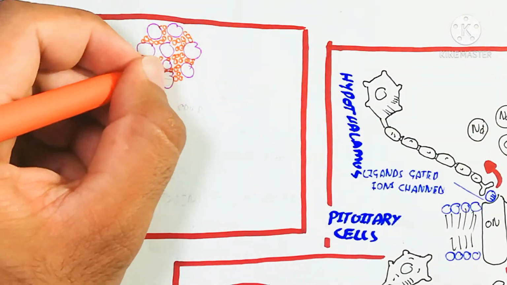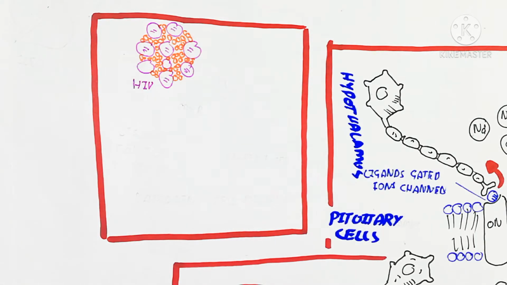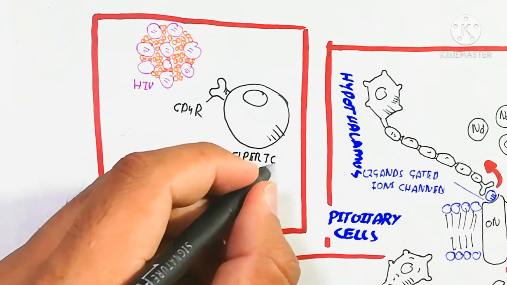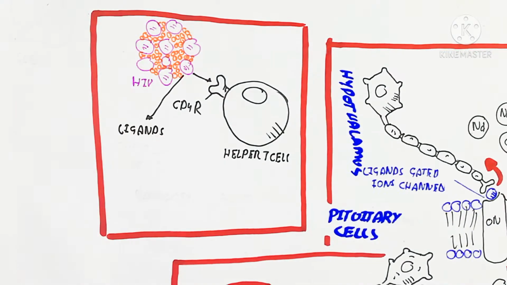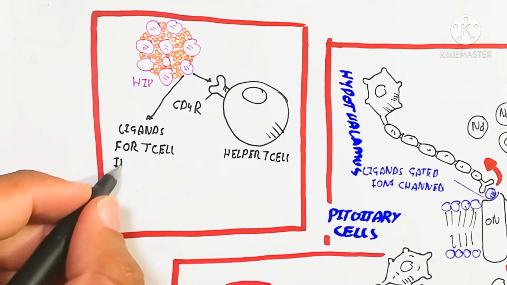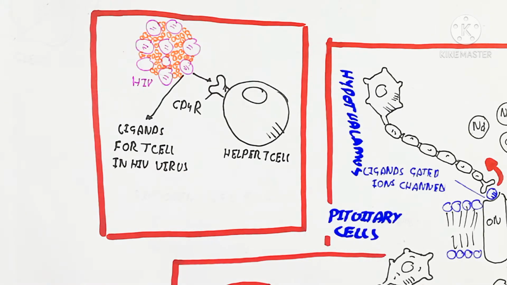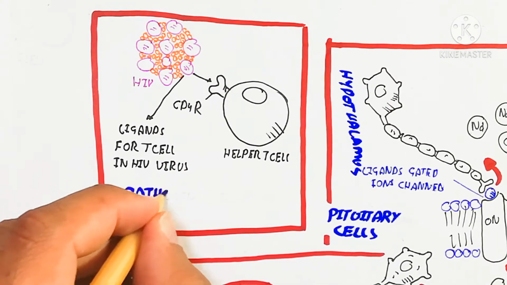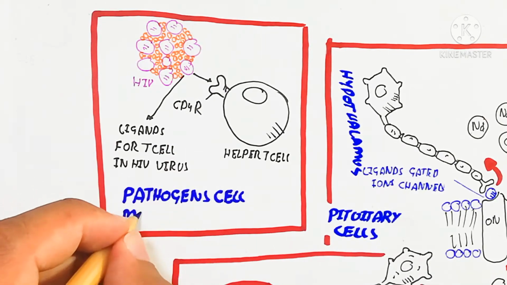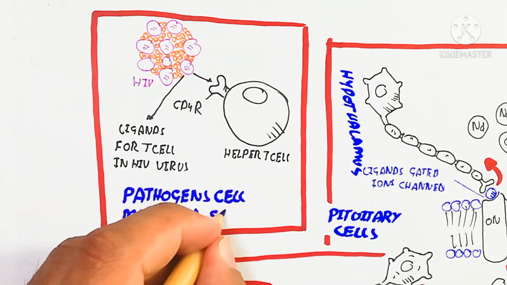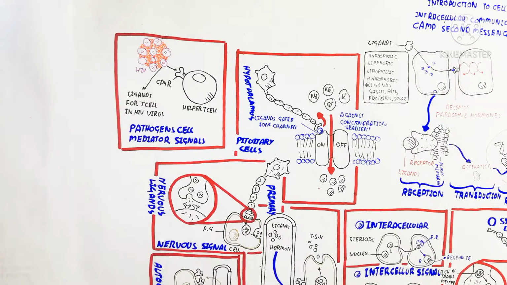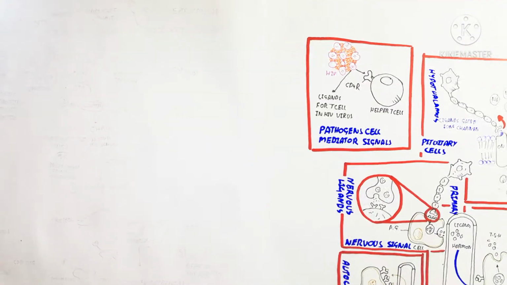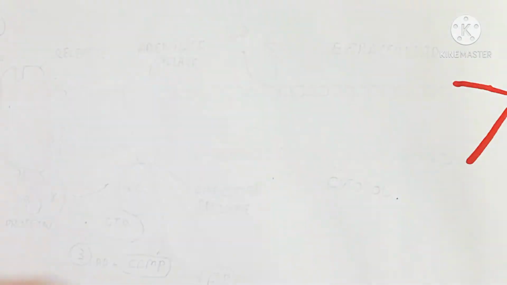Now we will discuss the whole mechanism of intracellular communication, with cyclic AMP as a second messenger. Cyclic AMP means a cyclic, cycle-like structure to which adenine monophosphate is bound. Here is a pathogen-mediated signal, for example HIV, which binds with the CD4 receptor of the helper T cell to disrupt it. This is a disease in which the ligands are present on the HIV virus, and HIV binds with the CD4 receptor to enter the T cells. So that T cell will be damaged by this mechanism.